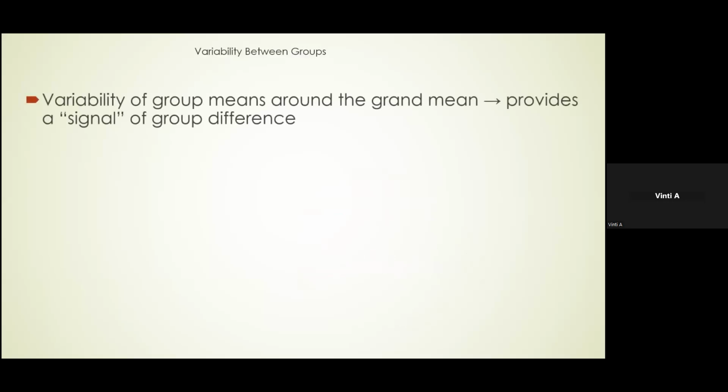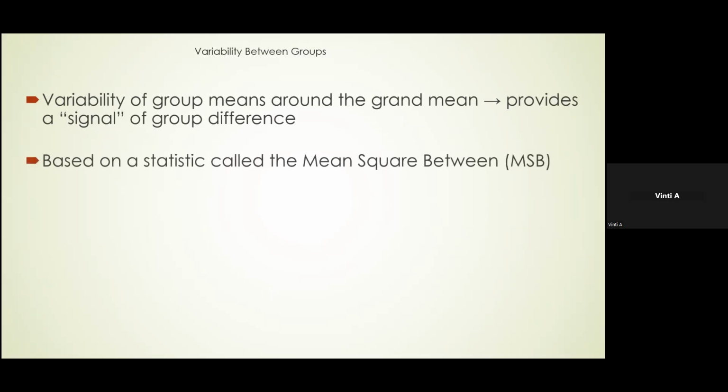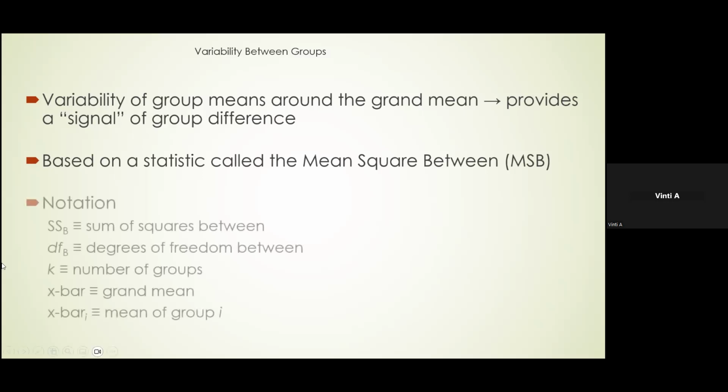Now, the first thing is called variability of group means around the grand mean. It provides a signal of a group difference. That is called sum of squares between groups, SSB. Sometimes we have found mean square between, but it can also be called sum of squares. Some books call it SSB. Okay, so here the notation is SSB, sum of squares between.